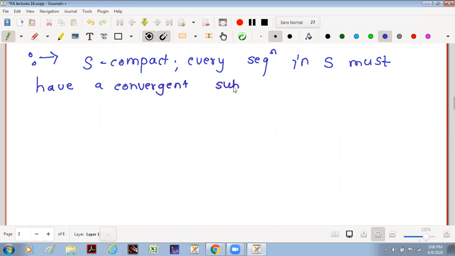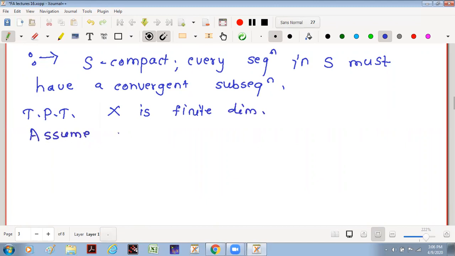Must have a convergent subsequence. This is our assumption. And the aim is to prove that the normed linear space X is finite dimensional. We will start with a contradictory assumption. Assume the contradiction. Now what will be the contradictory assumption?